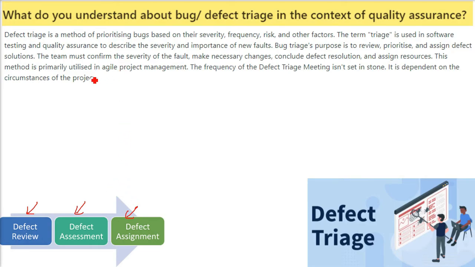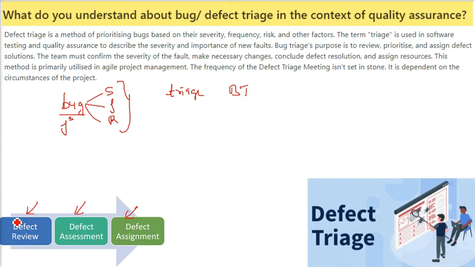Defect triage is a method of prioritizing bugs based on the severity, the frequency with which it happens, the risk, and other factors also. These are the different factors on the basis of which the priority of these bugs or flaws is given. The term triage is used in software testing and quality assurance to describe the severity and the importance of new faults. When a new bug has come, we have to assign a severity according to its importance.